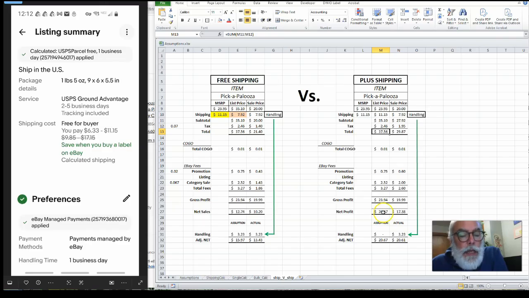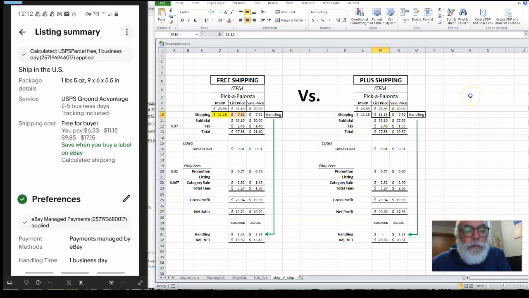So when you get down to net profit, you're going to take the $23.94 gross profit minus your fees. Oh, I need to take my cost of goods out too. And I arrive at $20.66. I'm not taking shipping out of there because I'm not paying for shipping. It's not a cost to me. Okay?